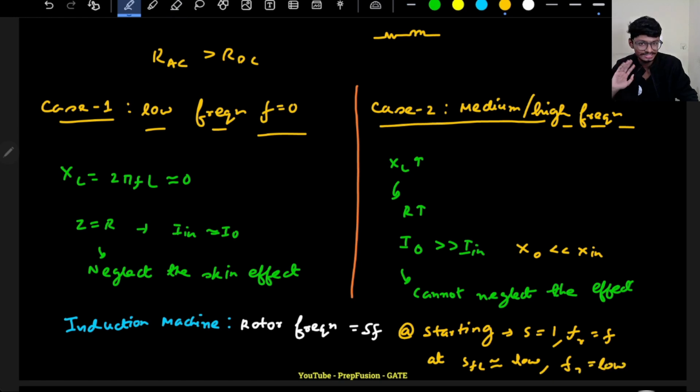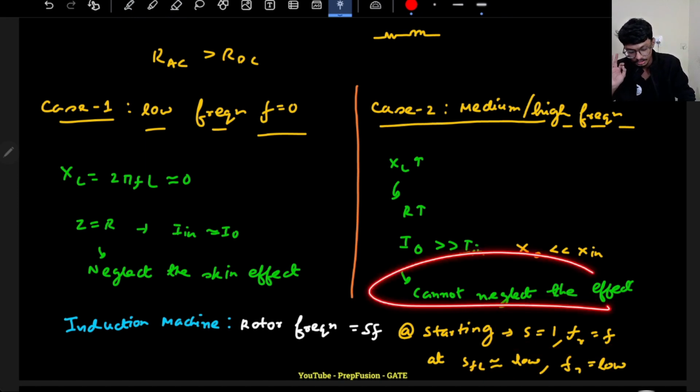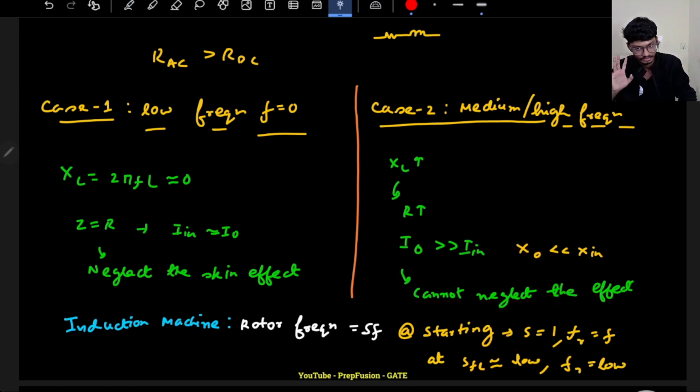So we don't have to consider the skin effect at full load. Only at starting, where the rotor frequency is higher, will the skin effect come into action. That is the key takeaway here. What is the skin effect? Most of the current flows on the outside of the conductor. The AC resistance will be higher than the DC resistance, and for an induction motor the skin effect is observable at high frequency. We can neglect it at low frequency.